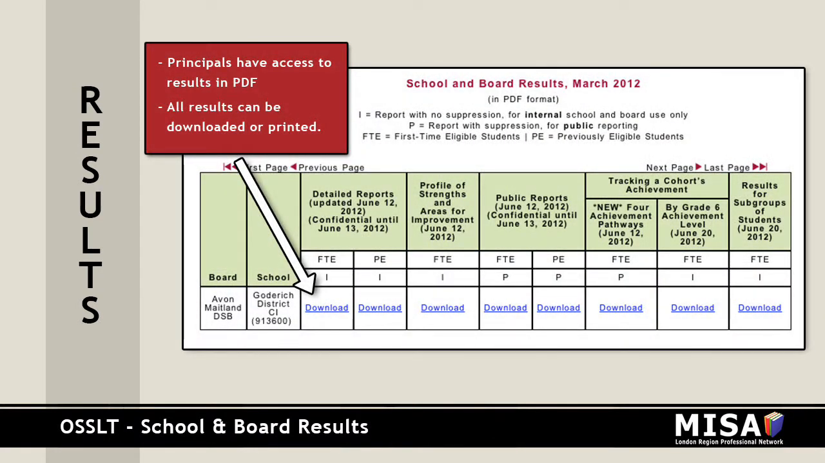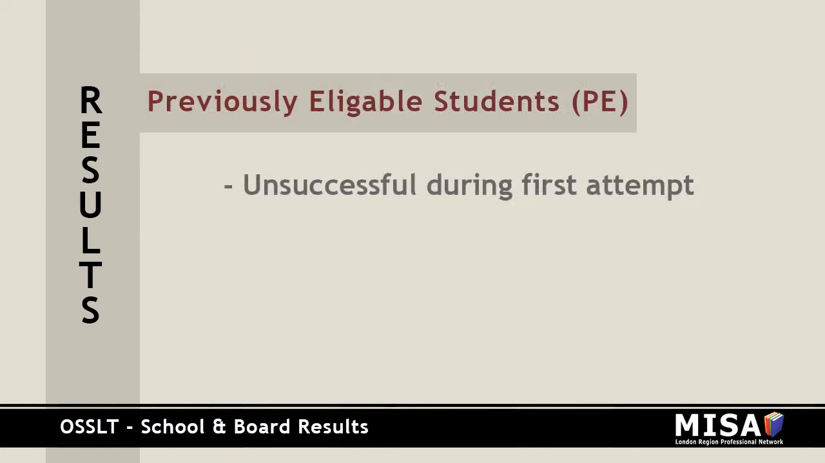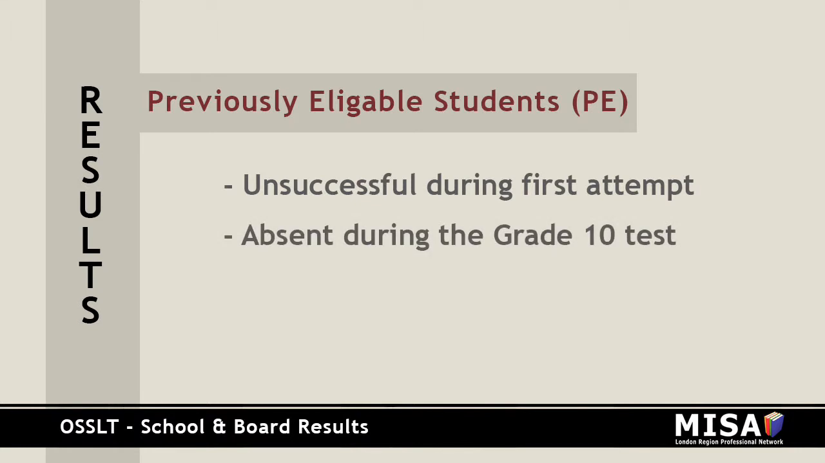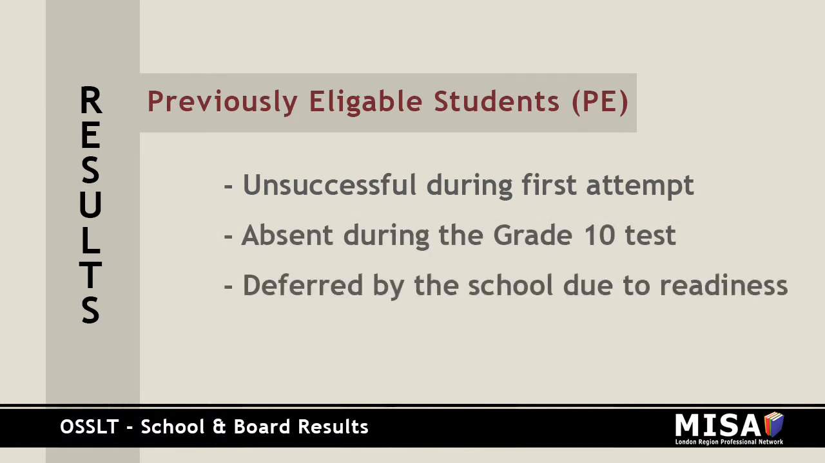OSSLT results are released in two categories. First-time eligible, FTE students, are writing for the first time, and previously eligible, PE students, have been eligible to write the assessment in a previous year. There are a number of reasons why a student may become a previously eligible student. For example, they were not successful on the first attempt, they were absent during the Grade 10 test, or they were deferred by school staff due to readiness.